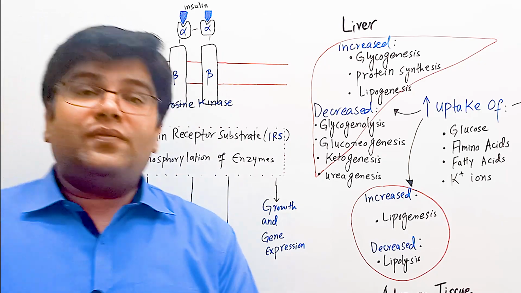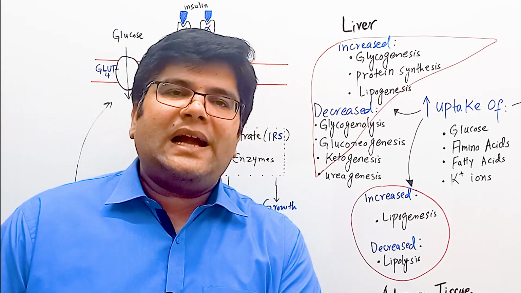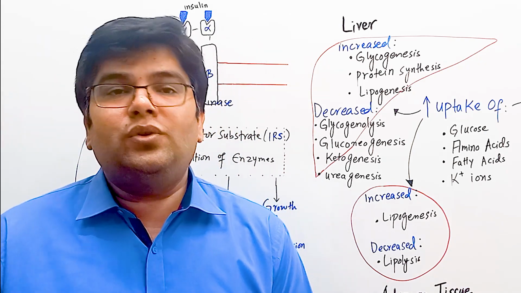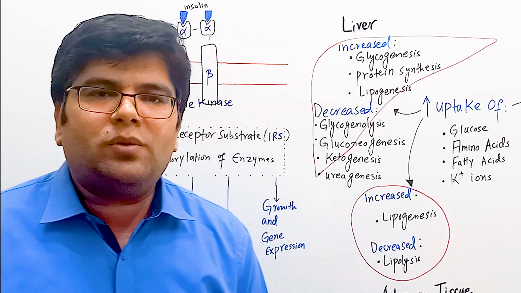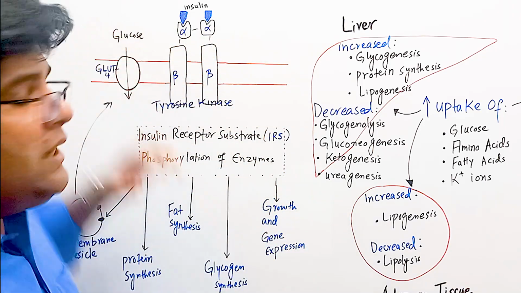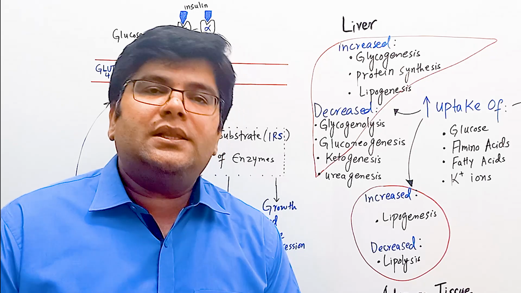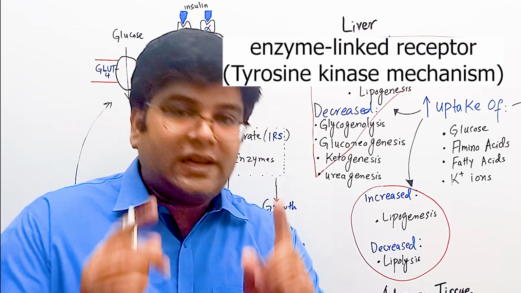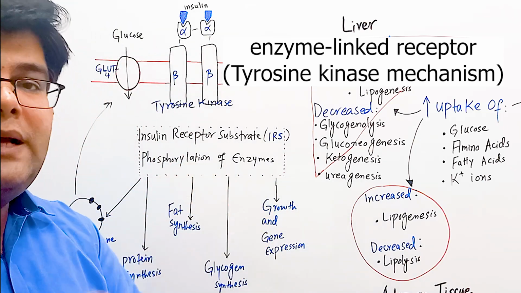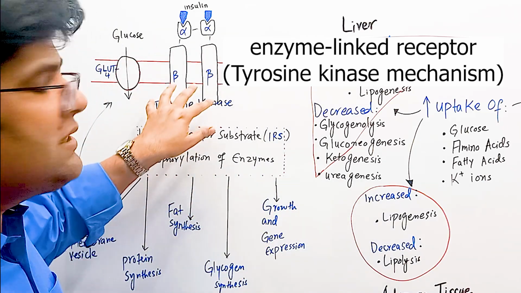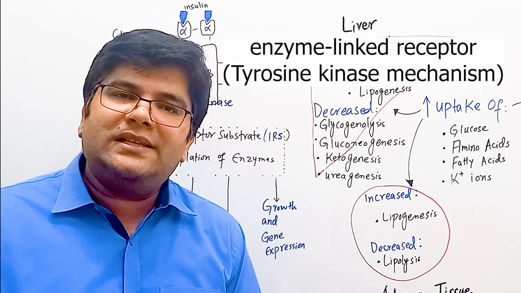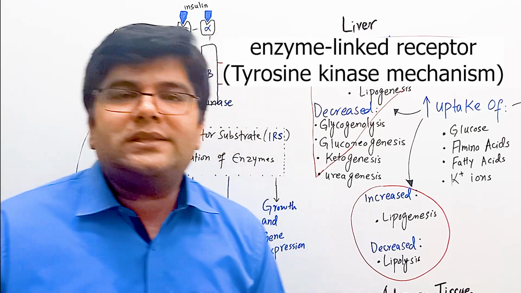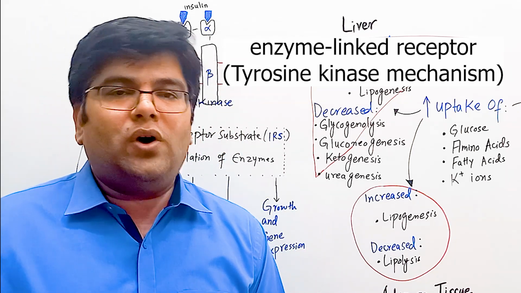So if someone asks you what is the mechanism of action of insulin hormone, you should say because it's a water soluble hormone, it will have its receptors in the cell membrane. And secondly, its mechanism of action is enzyme linked receptor. Very specifically, we call it tyrosine kinase activity because the inner part of the beta subunits has tyrosine kinase activity. And as you know, kinases are those enzymes which cause phosphorylation.